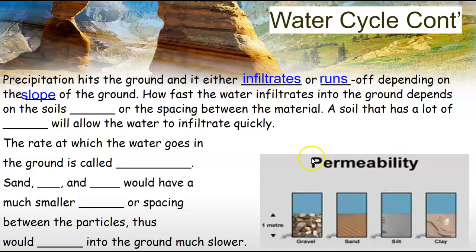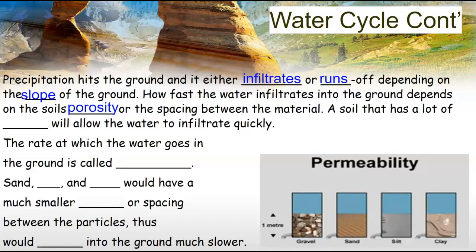So how fast the water infiltrates into the ground depends on the soil's porosity or the space between the material. This is huge. This is a big thing in earth science. So please remember, porosity is the space between materials. One way that I remember it is those O's are big circles. There's lots of space in the O's. That's how I remember it.